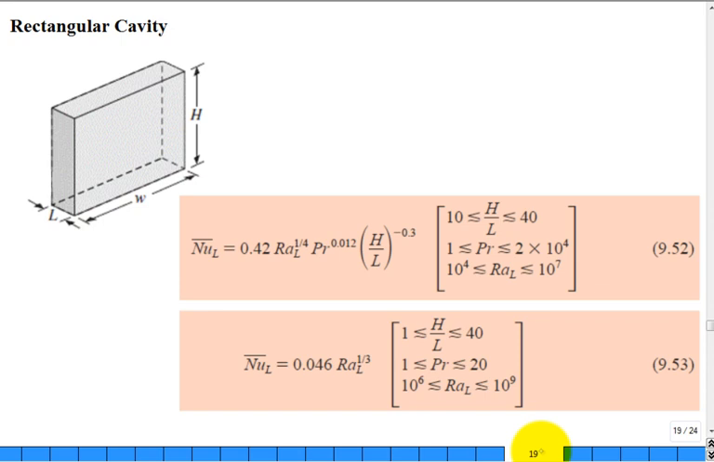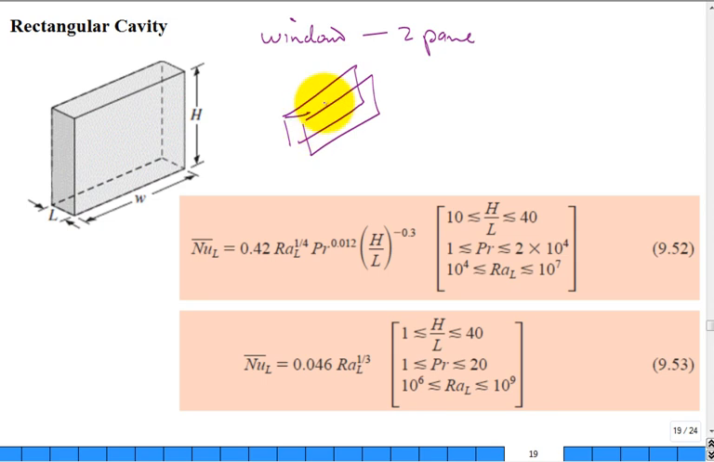So let's talk about a rectangular cavity, and this application would be directed toward a window. And you have a two-pane window. What do you mean by two-pane window? You have a glass pane, and then you have another pane, and they're sealed around the edges. And then what's in the middle? In between the two window panes? Air, or if you buy a brand new window, it's backfilled with argon, some gas like argon.